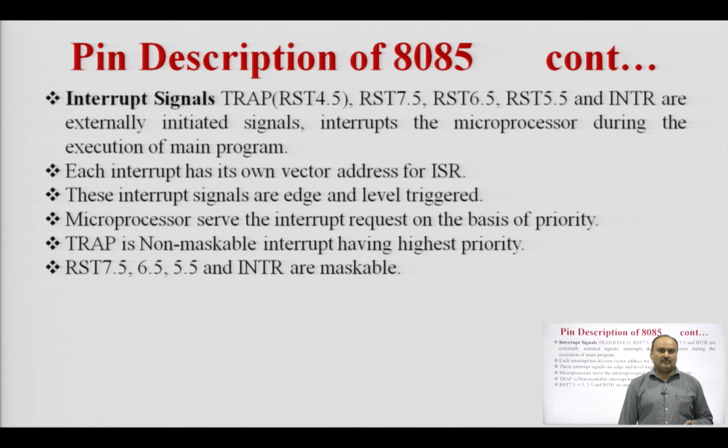The microprocessor will serve the interrupt requests on the basis of priority. TRAP is the non-maskable interrupt having the highest priority among all the interrupts, and RST 7.5, RST 6.5, RST 5.5 and INTR are the maskable interrupts. Among these maskable interrupts, RST 7.5 has the highest priority, then 6.5, then 5.5, and then INTR.